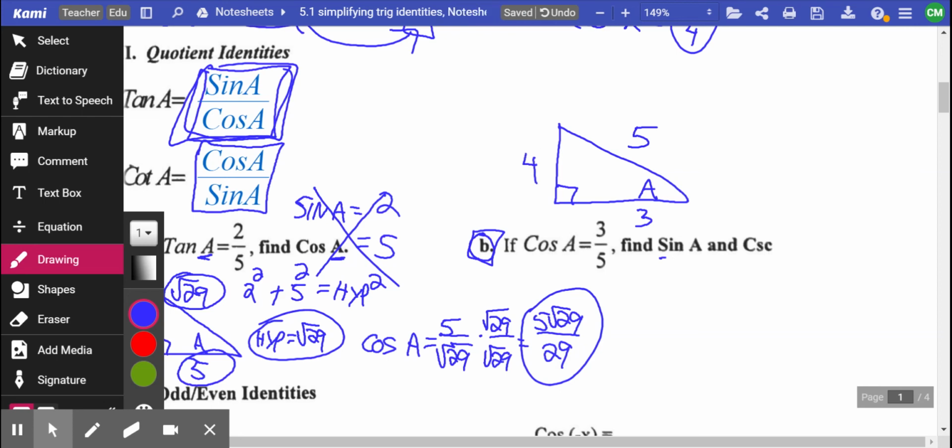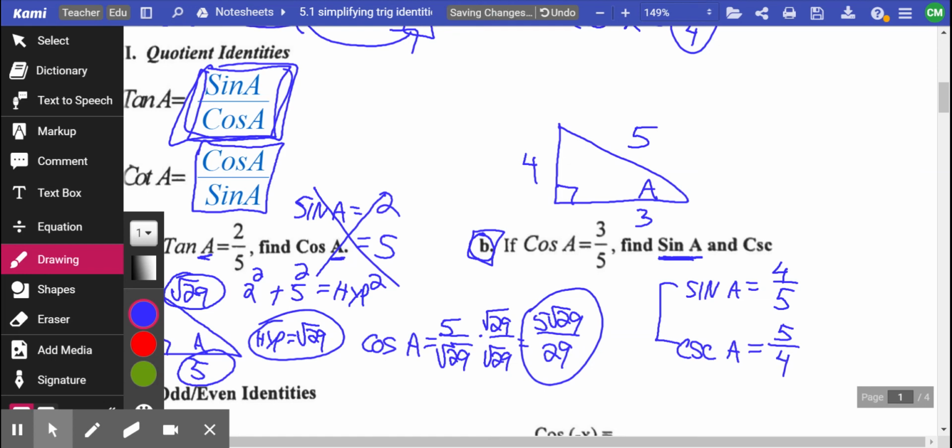Now, if I want to find the sine of A, I just do opposite over hypotenuse. So in this case, it's 4/5, right? And that makes sense because it's less than 1. Sine and cosine always have to be less than 1. And then cosecant, we go back to the reciprocal identities. Cosecant is the reciprocal of sine. So this is 5/4.